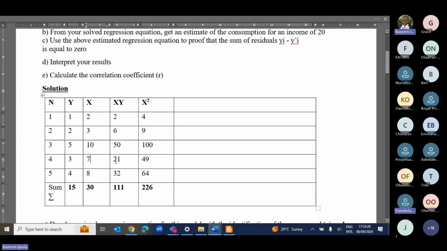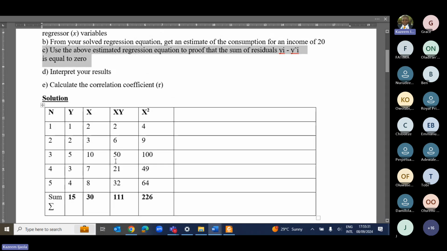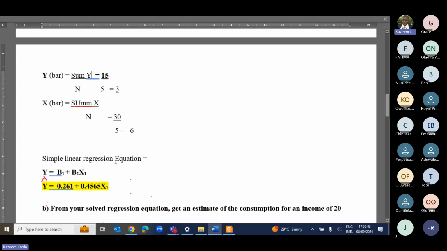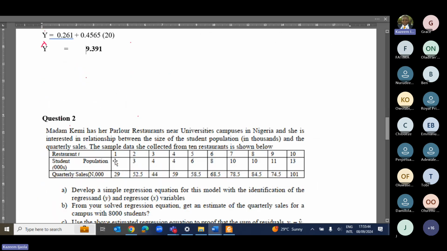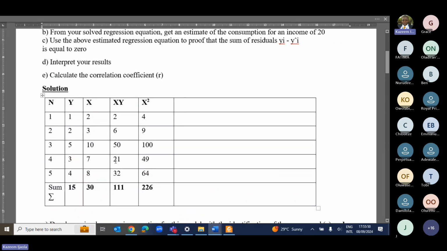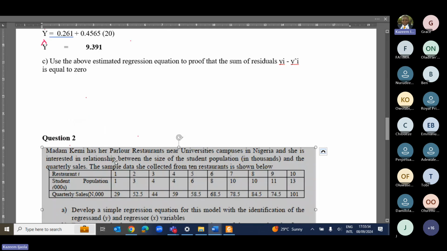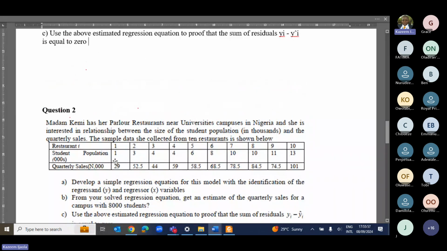So let's look at C. C states: use the above estimated regression equation to prove that the sum of y minus y bar is equal to 0. Y minus the estimate of y, y minus y cap, let's use that word, is equal to 0. So you want to prove that if you do your y minus y cap, it is equal to 0. So let's do that now. This is how you prove that.